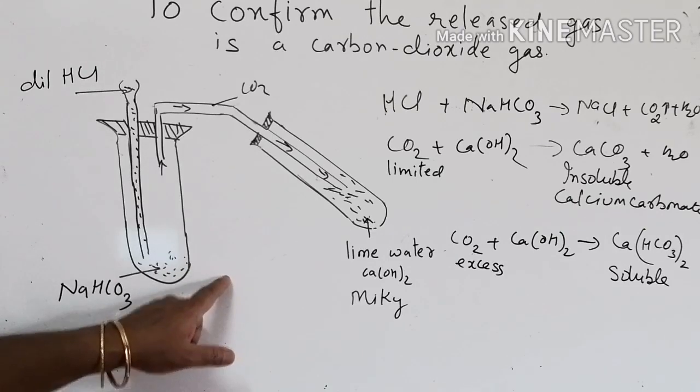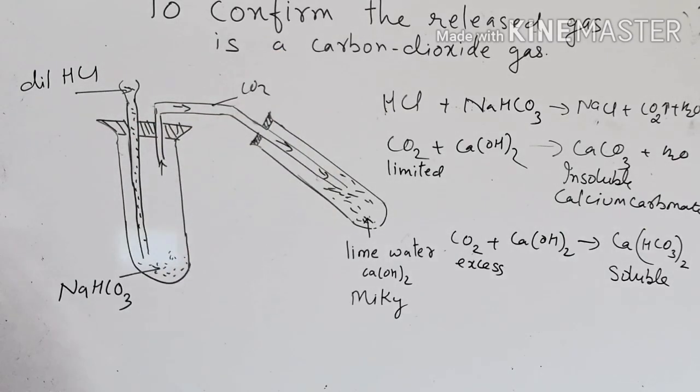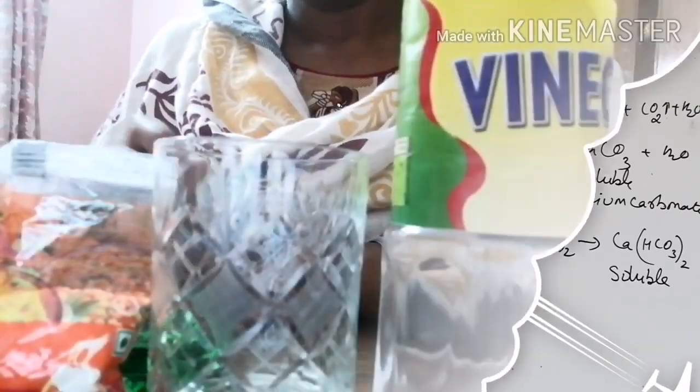Through this activity, we can confirm the gas released is carbon dioxide gas. Now, I am going to demonstrate one more activity to confirm that acid reacts with metal carbonate or metal hydrogen carbonate to release carbon dioxide gas. For this simple activity, children, I have just taken chemicals which are available in our homes. For example, vinegar, which is easily available, and baking soda, also known as meetha soda, sodium hydrogen carbonate or sodium bicarbonate.